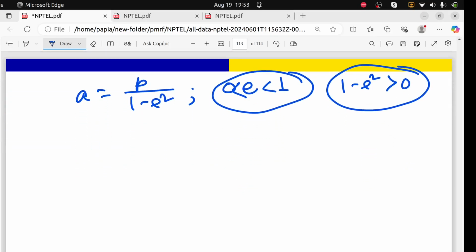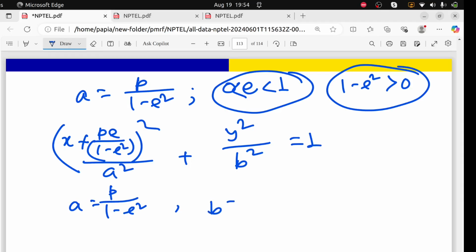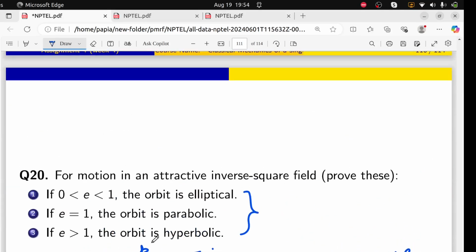So now we can see that I can write (x + pe/(1 − e²))² / a² + y²/b² = 1, where a is p/(1 − e²) and b is p/√(1 − e²). So this gives me the equation of an ellipse. So for the first question, if e is between 0 and 1, then the orbit is elliptical. That is fine. Now what is parabolic?